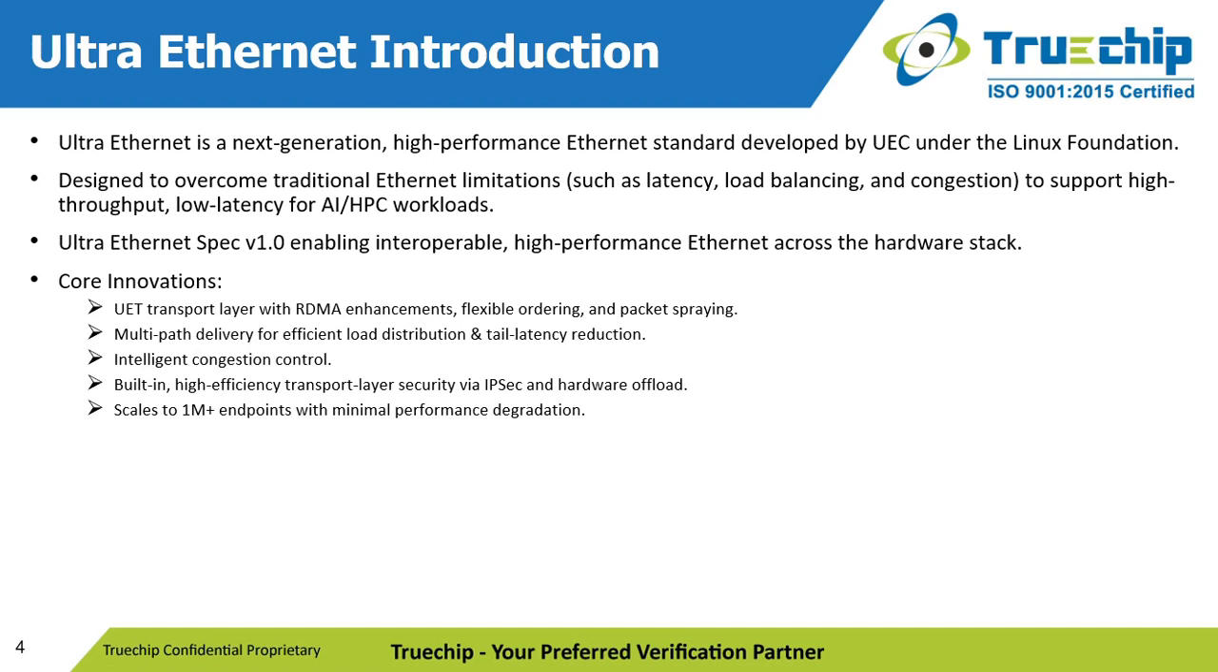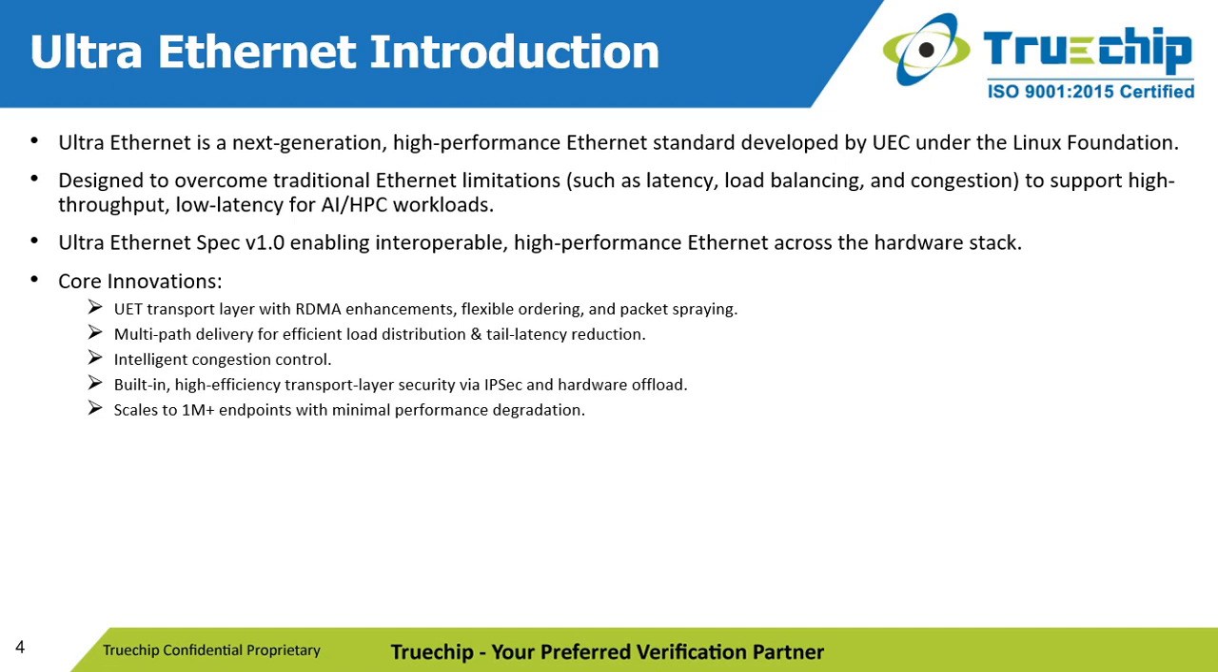Ultra Ethernet core innovations: Ultra Ethernet transport layer with RDMA enhancements, flexible ordering, and packet spraying. In traditional Ethernet, RDMA is layered on top, adding complexity, and packet order must be handled by higher layers. But in Ultra Ethernet, RDMA is natively enhanced. Multi-path delivery provides efficient load distribution and tail latency reduction. In traditional Ethernet, all packets of a flow follow one path, which leads to long tail latency. In Ultra Ethernet, multi-path delivery is possible, which leads to reduction of tail latency.